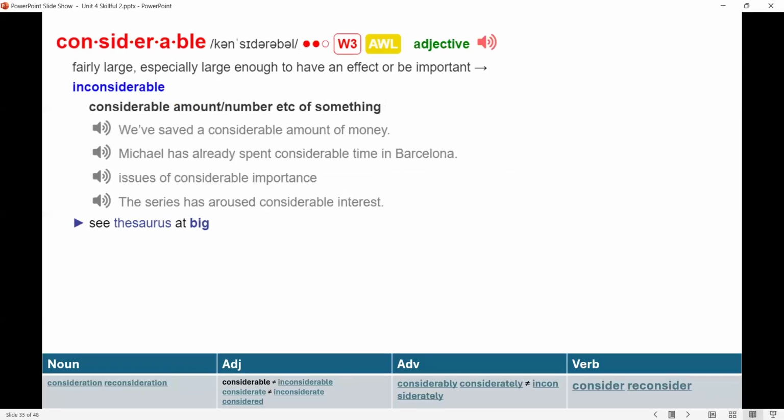Considerable. Considerable means fairly large, especially large enough to have an effect or be important. Opposite of inconsiderable. Considerable amount of something, considerable number of something. So considerable means big. We've saved a considerable amount of money means we've saved a big amount of money. Michael has already spent considerable time in Barcelona. Issues of considerable importance. The series has aroused considerable interest.